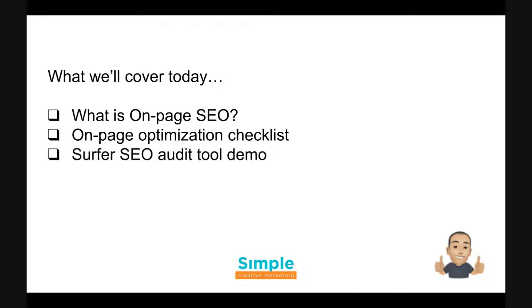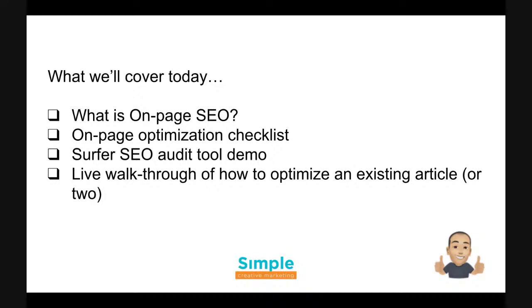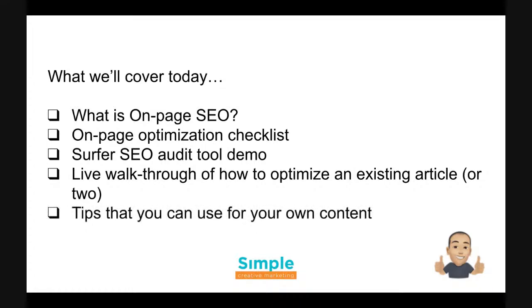Then I'll show you a Surfer SEO Audit tool demonstration. I'm going to actually open up the tool so you can have a look at it, and then give you a live walkthrough of how to optimize an existing article. I might cover a couple of those, and we'll do a live example, and I'll show you how the tool works and how I would use that and have been using that to optimize articles for our business, but also for our clients. Throughout this process, you'll get a ton of tips that you can use for your own content and your own goals. Let's get rocking.